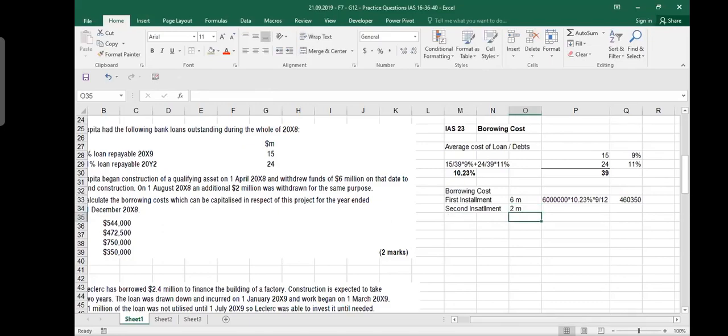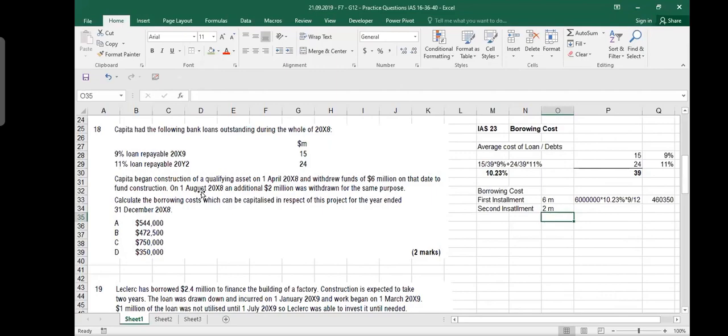And this 2 million was taken out on 1st of August. So August, September, October, November, December: 5 months. So I make 2 million into 10.23% multiplied by 5 divided by 12. So this is the second portion of the loan. So the interest cost, when I make a total of these two, it gives me 545,600.